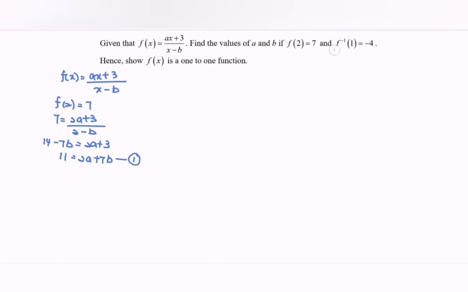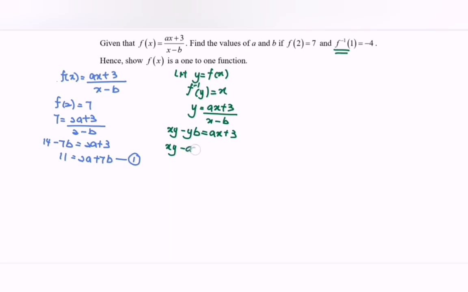Next, we have the situation in here f inverse of 1 equals negative 4. So let y equals f(x). F inverse of y equals x. So y equals (ax plus 3) over (x minus b). So we have xy minus yb equals ax plus 3. Rewrite the situation. So here we will have xy minus ax equals 3 plus yb. Kindly factor out the x. So where we have x(y minus a) equals 3 plus yb. So x will be equals to (3 plus yb) over (y minus a).